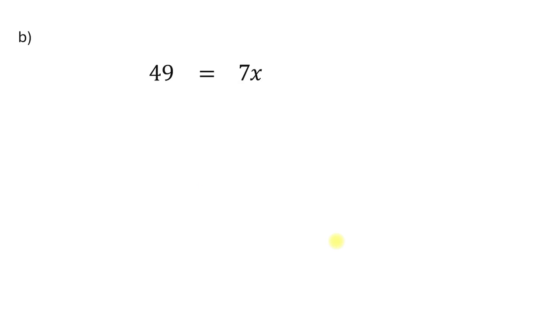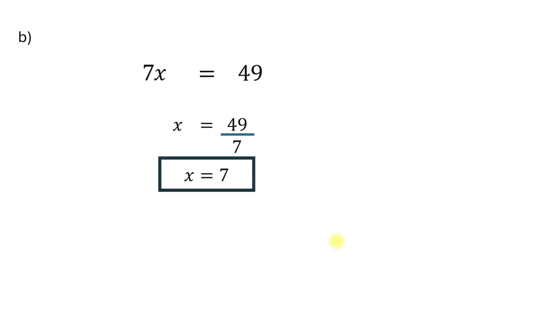In this question, we have the values on the left-hand side and the variable on the right-hand side. In a situation like that, we can just swap them, and then 7 times x equals 49. Therefore, x by itself equals 49 divided by 7, giving a final value of x of 7.